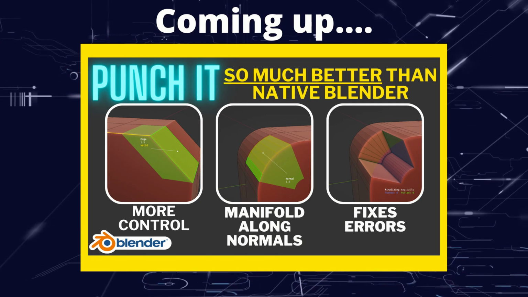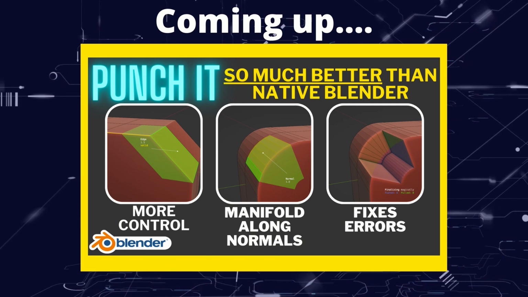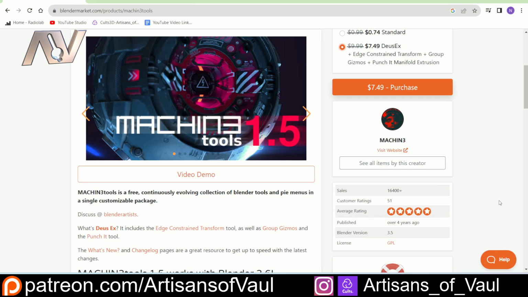In this video we're going to have a look at the Punch It add-on from Machine Tools. Firstly, I thought it'd be worth mentioning that there are two ways of getting this add-on. The first is if you buy the DSX version of Machine Tools. You can get Machine Tools for free on Gumroad, but you can also get the DSX version, which comes with some extra things, such as the Edge Constrained Transform, Group Gizmos, which is really cool, and Punch It as a tool.